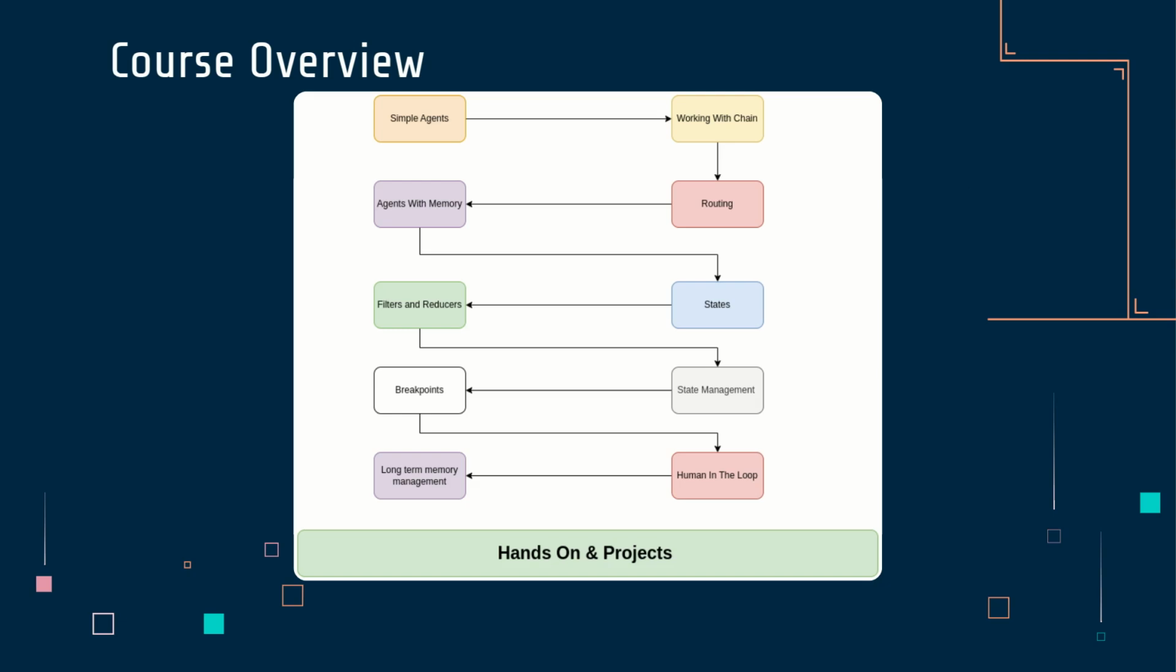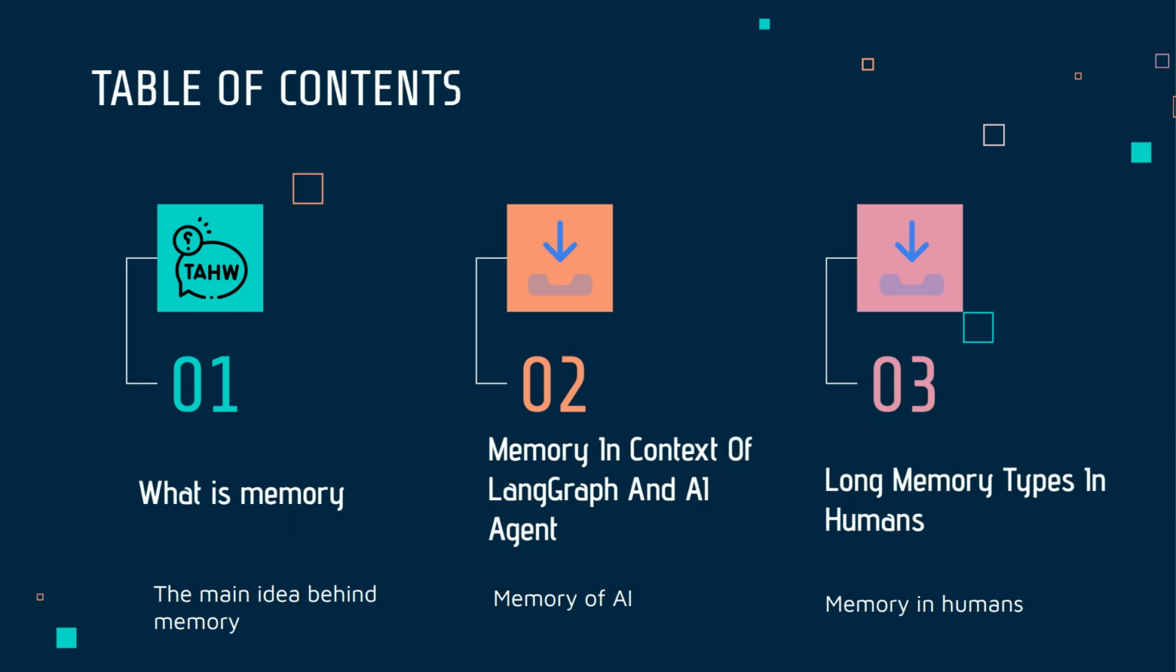So this is the course overview, everything you've been looking at so far. We have looked at a simple agent working with chains. We worked with routes in the last video. Now you're looking at agent memory, right? So let's get into it.